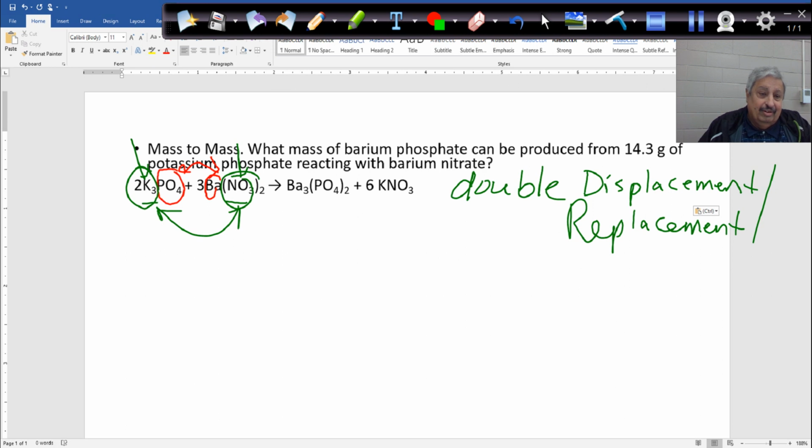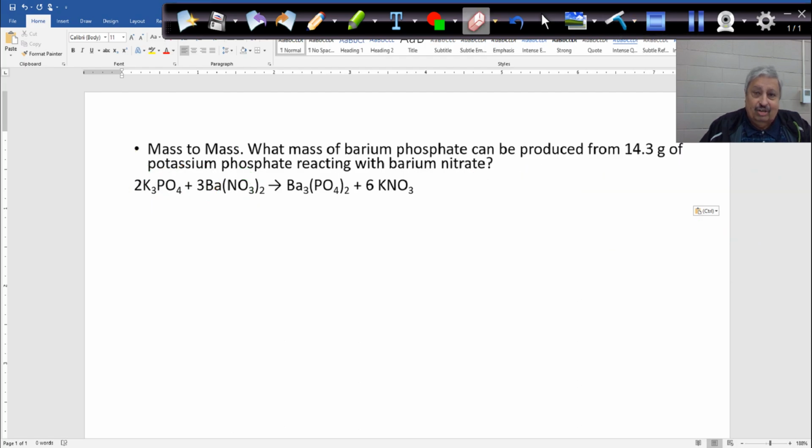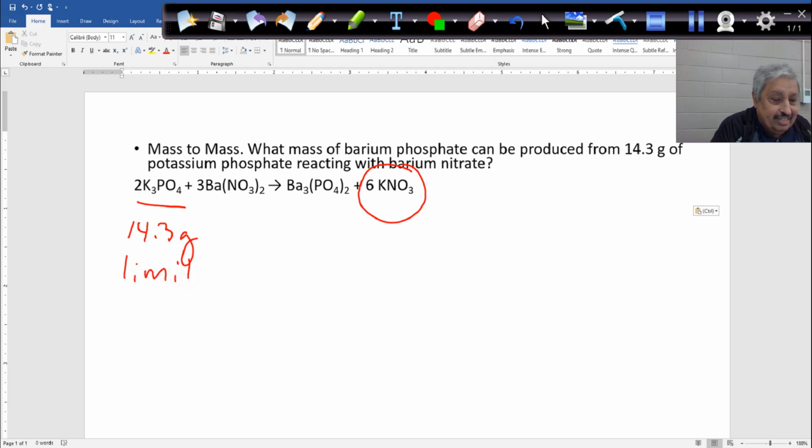So we got the whole thing here, and we have 14.3 grams of potassium phosphate. Can I take this one out? It has it? Okay. So it's given to us that the potassium phosphate is 14.3 grams. That's your starting material. And you want to get out of this one here; we'll learn later on. This is limiting here. This one is in excess. We don't care about how much is present.